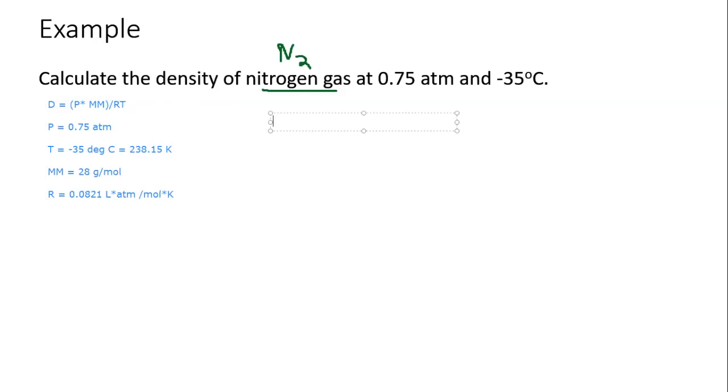Now we can plug it in. So we get the density equals, and we get 1.07 grams per liter. Somewhere around in there, maybe 1.08 is fine, 1.06 is fine, just in that ballpark. And that's how you calculate the density of a gas.